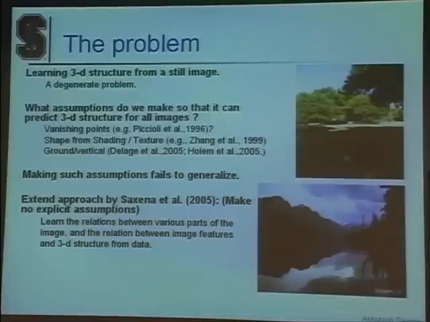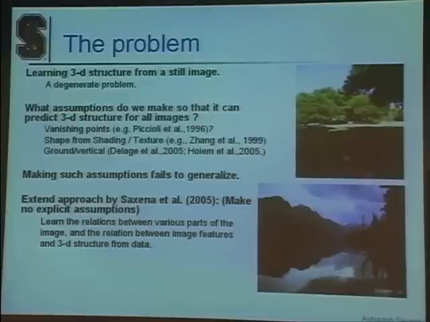There are some other assumptions you can make. You can say, hey, everything in the world is made up of a ground and a vertical plane. So that works well in corridors, which was worked on in our lab by Delage et al. And by Hoiem et al., which is the photo pop-up work, in which most of the images, they claim, are made up of a horizontal ground and some vertical walls. But making such assumptions fails to generalize. If you are relying on one of these assumptions, then it doesn't work on all the images.